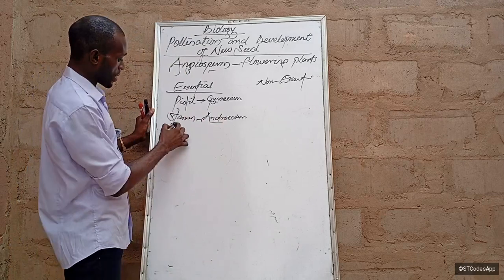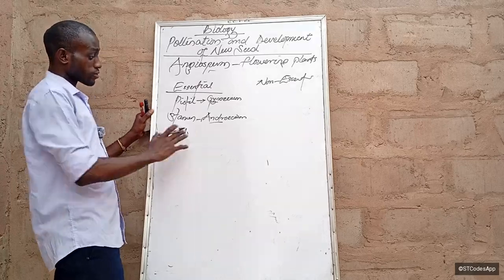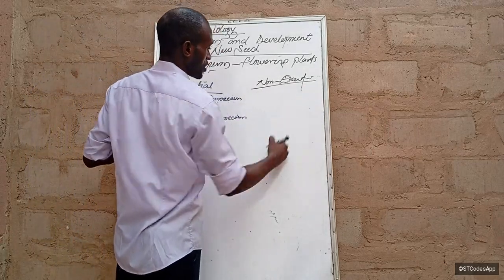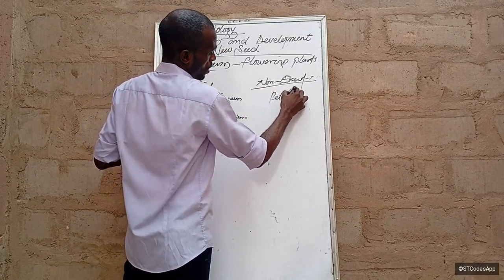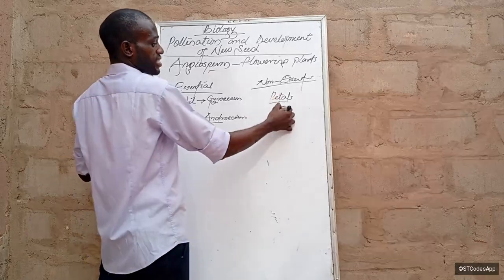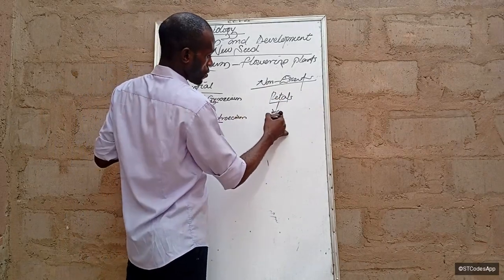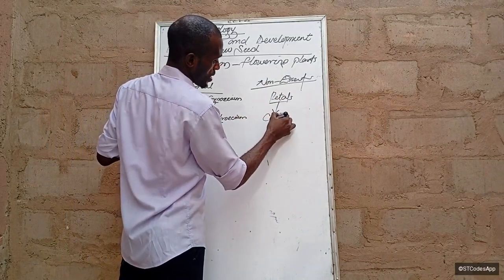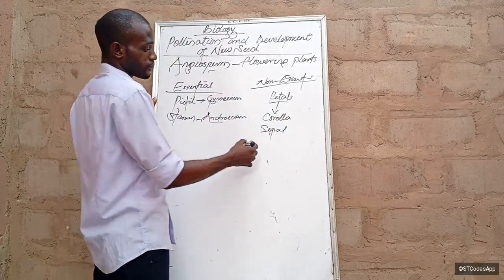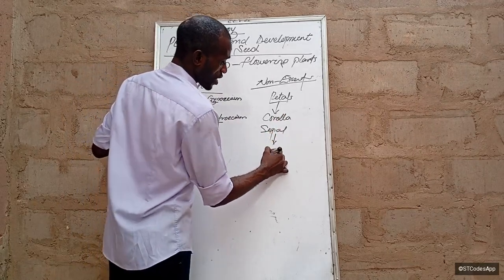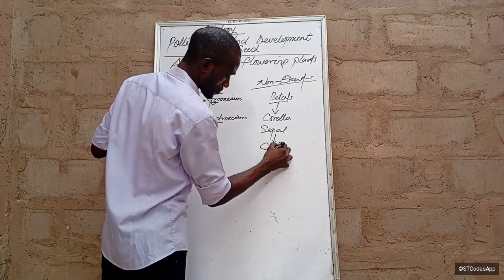Alright. Then the non-essential parts, the petals. What the petals do is they basically serve as an attractant. And a collection of petals is called the corolla. Then the sepal is another non-essential part. I already told you the function, serving for photosynthesis. And a collection of sepals is called the calyx.